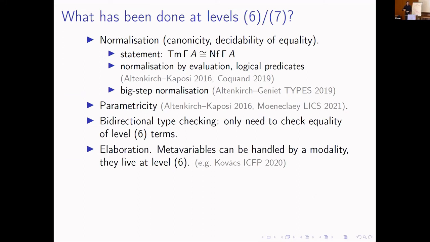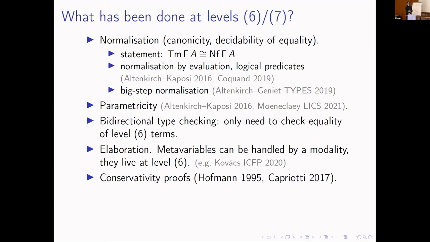And more generally, lots of parts of elaboration, I don't know if all of them, because no one really formalized a proof assistant based on these principles, but for example, meta variables can also be handled. So the filling of implicit arguments can also be handled at level 6. There's a paper from last year, which is an example of using this technique. So their meta variables can be handled by a modality, and adding this modality to the equational theory of type theory, you can do the elaboration algorithm at this level.